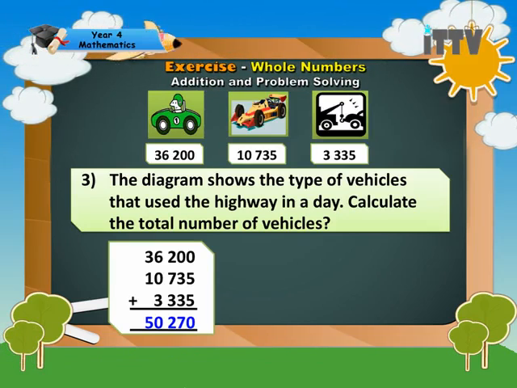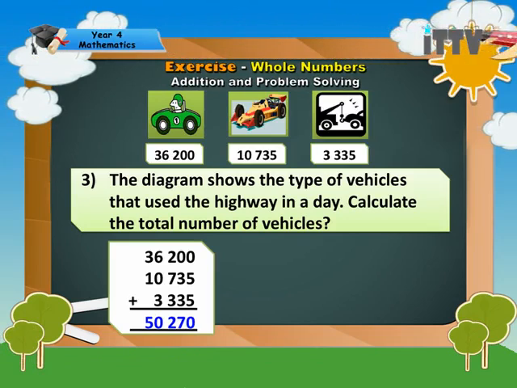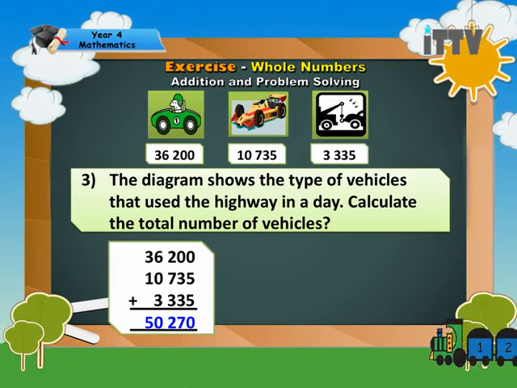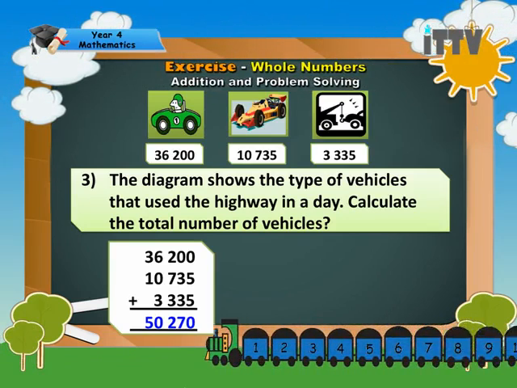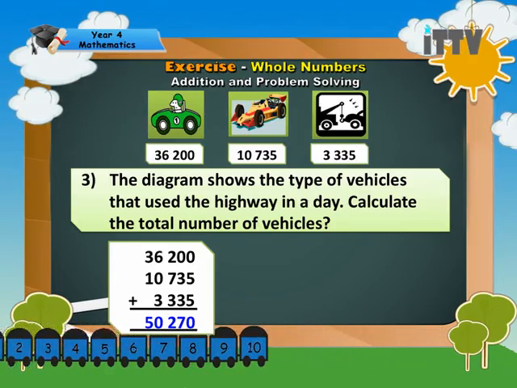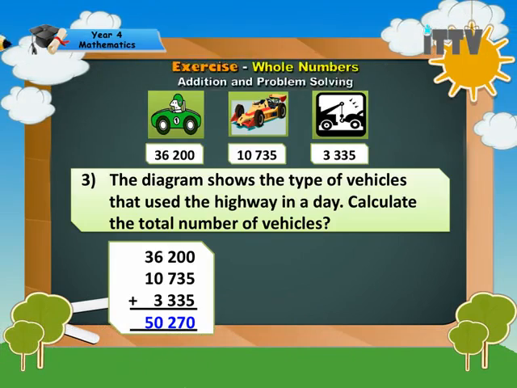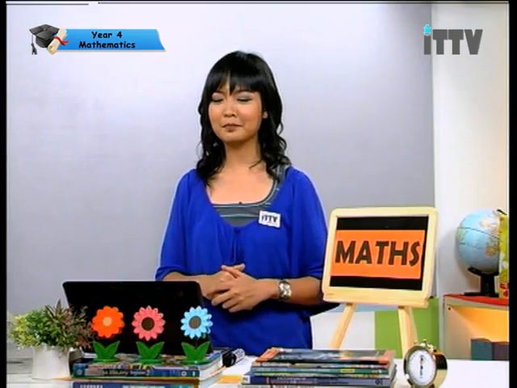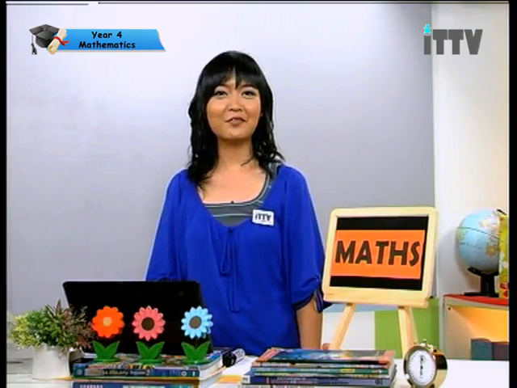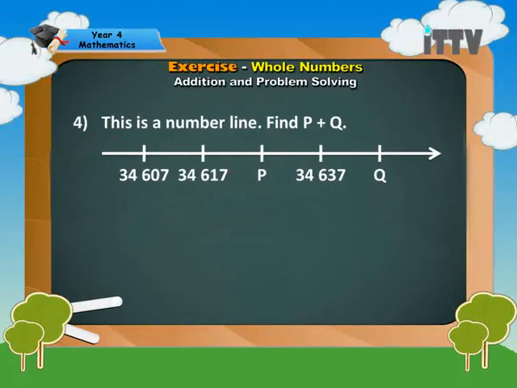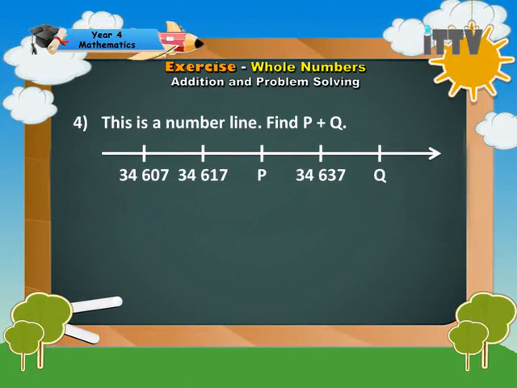Arrange them in vertical form and start adding from right to left. Your answer should then be 50,270. That's the number of vehicles that use the highway in a day. Quite a lot of vehicles, don't you think? What about the fourth question? The one with a number line and missing numbers.